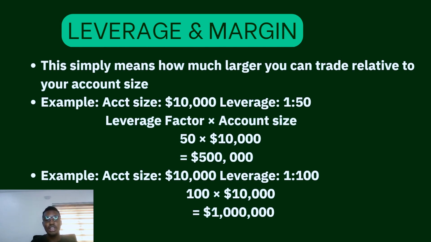Let me explain again for simpler understanding. If you have a leverage of 1:50 and your account size is $10,000, using the leverage of 1:50, you can actually buy a currency pair using the volume of $500,000. That is just what it means. It is not complicated.